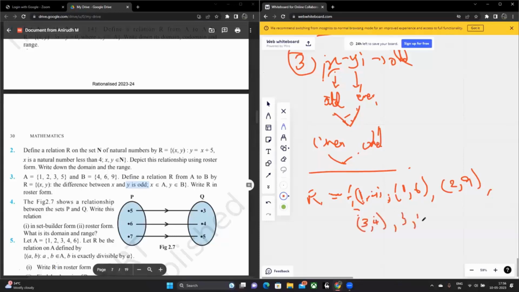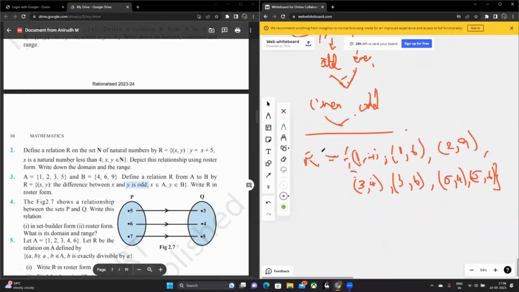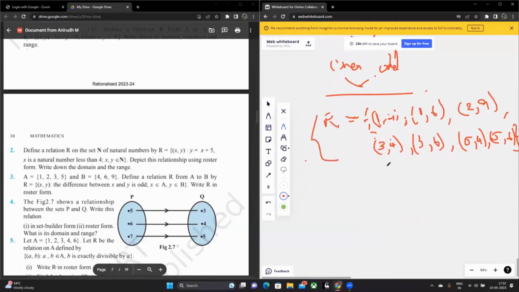And then you have (3, 4) and (3, 6) as pairs. And then you have (5, 4) and (5, 6) as pairs, right? That deals with the roster form of R, right? You only have 7 elements. You don't have any other. You can also check, right? Because the other elements, that's (1, 9): the difference between 1 and 9 is 8, even. You have (2, 4), (2, 6), I've already explained, that's even. You have (3, 9), that's again even. And you have (5, 9), that's again even, right? The difference between 3 and 9 is 6, and between 5 and 9 is 4. Both are even, right? That deals with the roster form of set R. So your question number 3 is done.